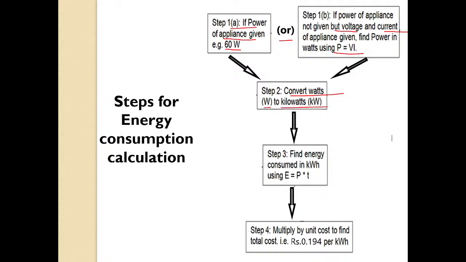You convert watts into kilowatts. You know how to convert watts into kilowatts. 1 kilowatt is equal to 1000 watts, you already know. So 1 kilowatt is equal to 1000 watts means what?